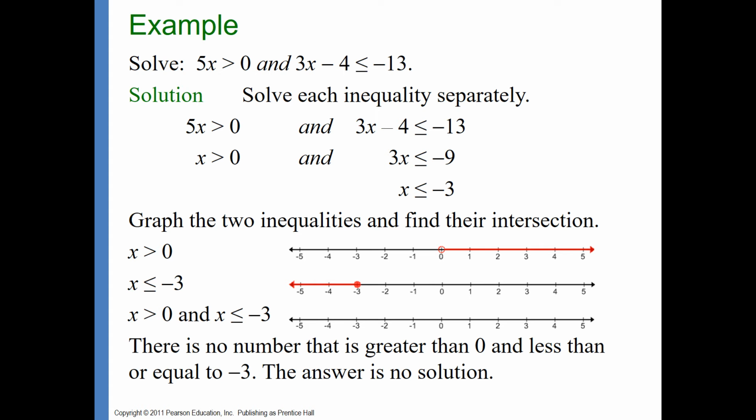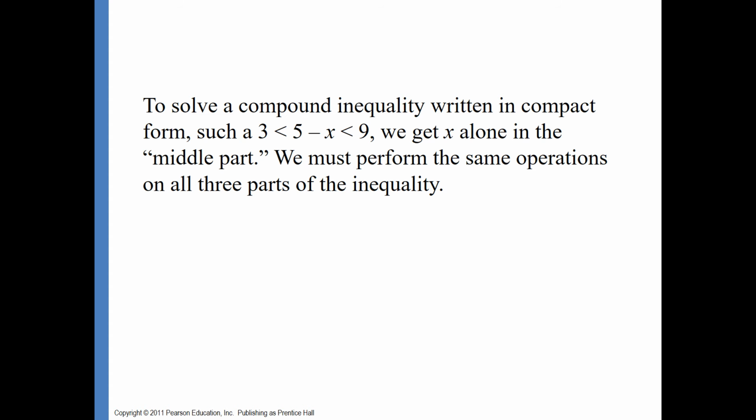That does happen sometimes. To solve a compound inequality written in compact form, such as 3 is less than 5 minus x is less than 9, we get x alone in the middle part. We must perform the same operations on all three parts of the inequality. To get x alone, we're going to have to make it a positive x at some point. We're also going to have to get rid of that 5 to isolate x.